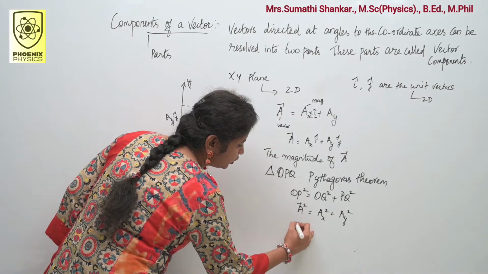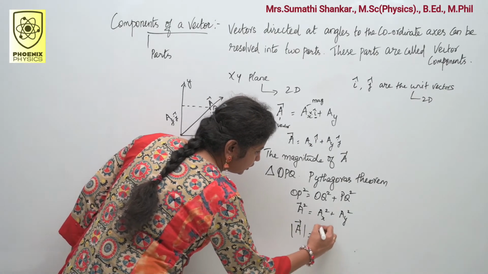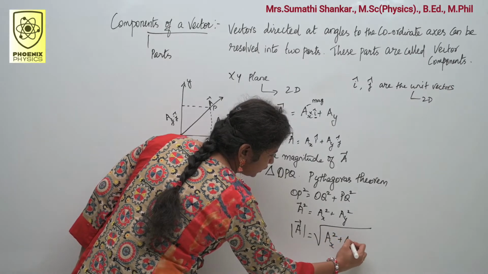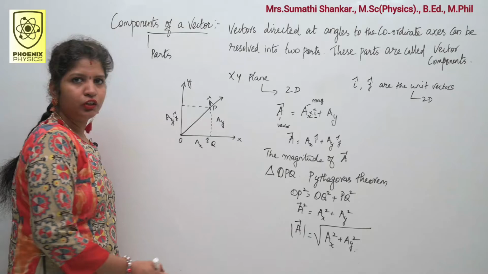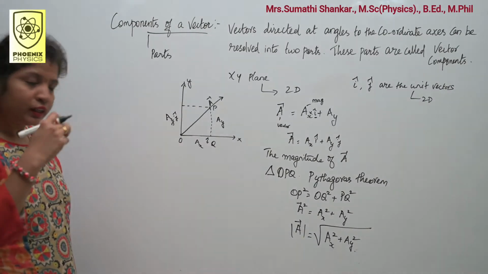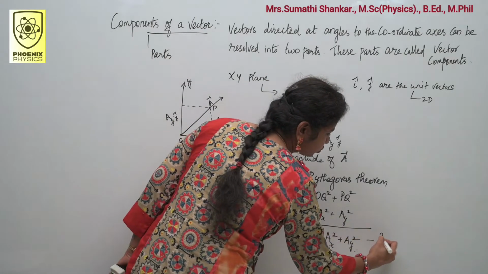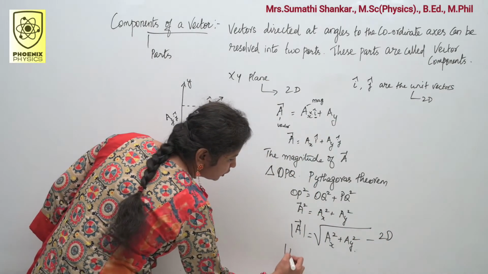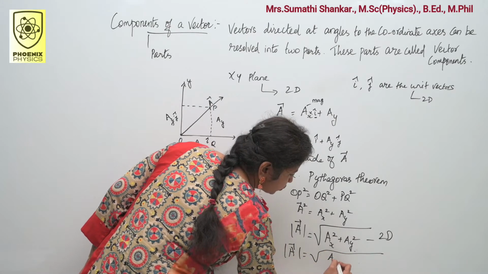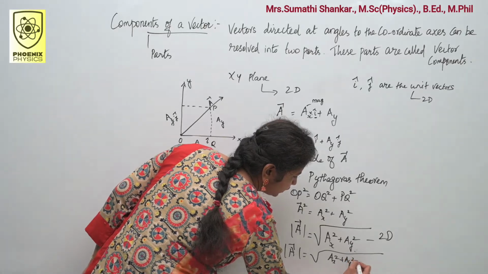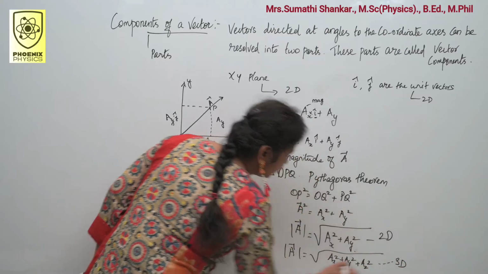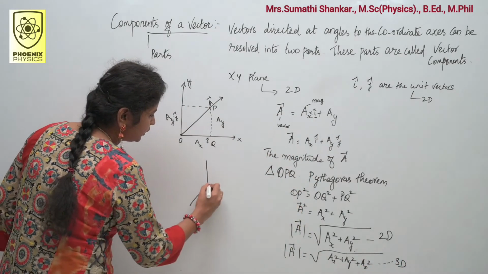Suppose you want to find the magnitude of vector A. In a two-dimensional plane, it is the root of AX square plus AY square. In a three-dimensional plane, A can be written as the root of AX square plus AY square plus AZ square. So this is the 3D plane.